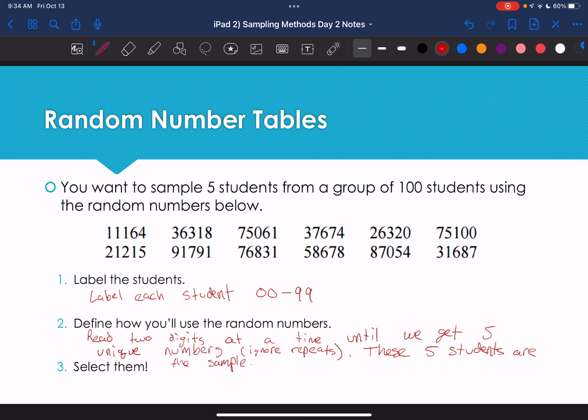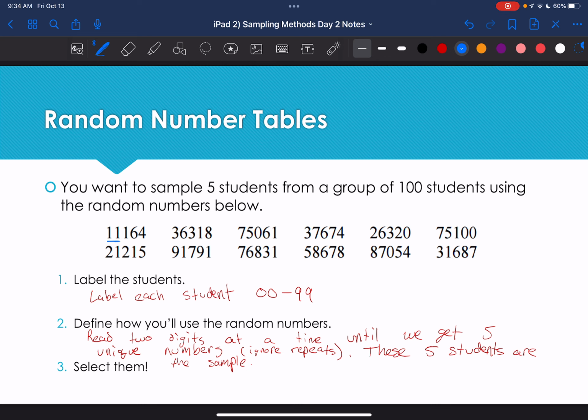Now, when you define how you're going to use the random numbers, it has to be so specific. An idiot should be able to read your directions and do it. And if an idiot can't do it, then you need to reevaluate. Okay, so now we're just going to do that. Read 2 digits at a time.